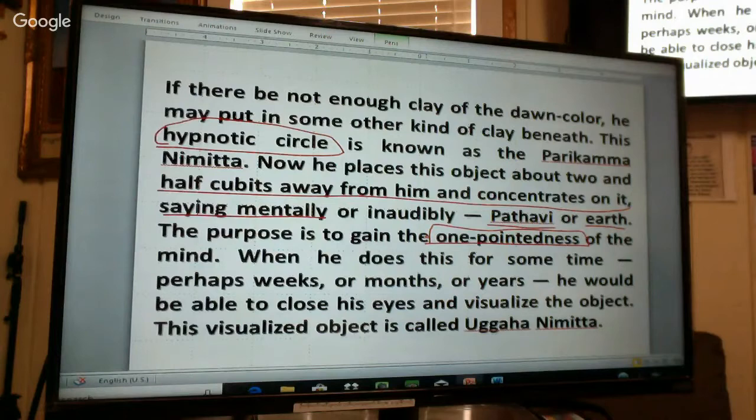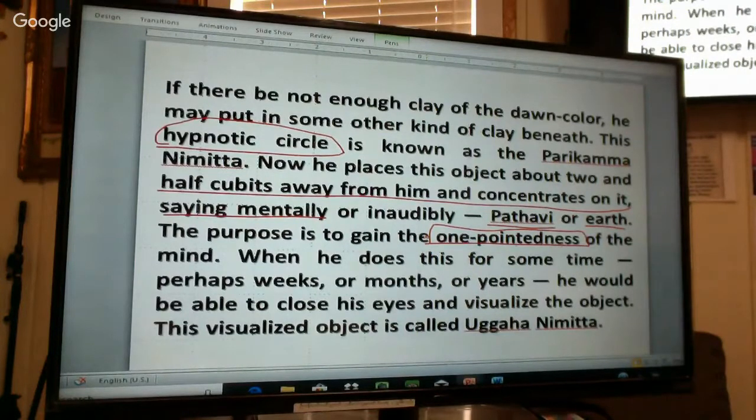So when you practice like this for some time, perhaps one week, two weeks, three weeks, perhaps months, perhaps years, it depends. This disc, what temperament is it good for? The Kasina disc is for what temperament?